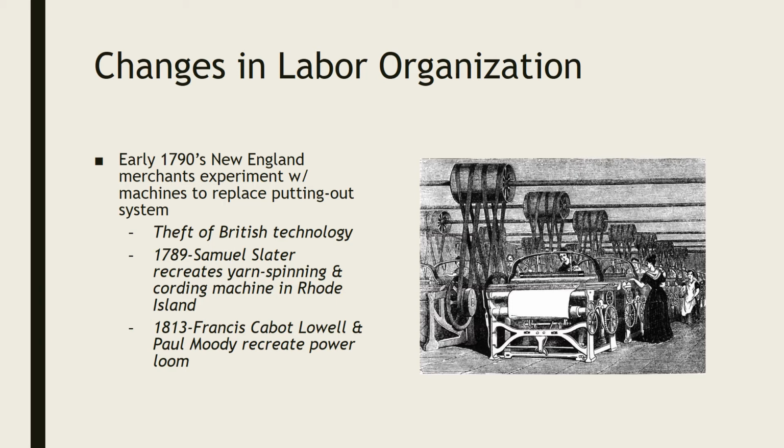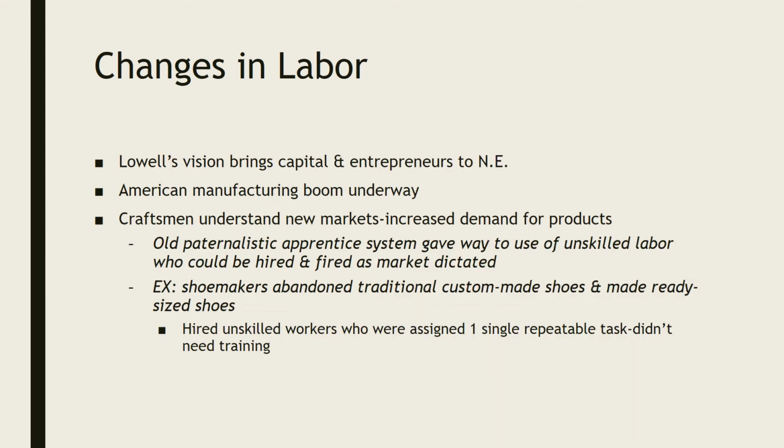So in 1789, a man by the name of Samuel Slater was able to recreate completely by memory, because of course he wasn't allowed to take any plans for these machines with him, and his luggage would have been searched. So he committed to memory how these machines work, came to the United States, and recreated a yarn spinning and cording machine in Rhode Island. An even bigger development, in 1813, Francis Cabot Lowell and Paul Moody recreated the power loom in Massachusetts. And in this way, that technology was brought to the United States, and it completely replaces the putting out system.